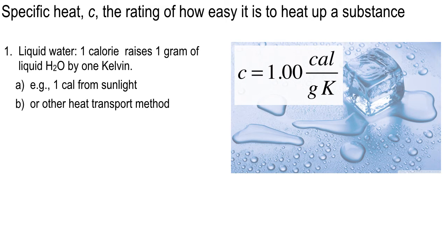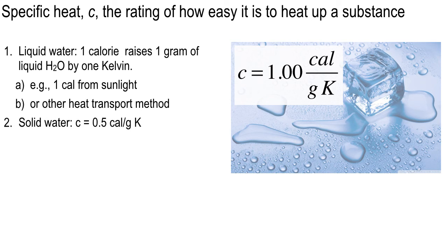So that is why we write this equation down, C equals 1.00 calories per gram Kelvin. That is the customary symbol for specific heat, the letter C. It's also used by physicists for the speed of light, so you have to be careful about the context. Some textbooks also rate it as calories per gram Celsius degree. But a Celsius degree is the same size as a Kelvin, so it's six of one and half a dozen of another. Does it make a difference? I always go grams Kelvin in the denominator.